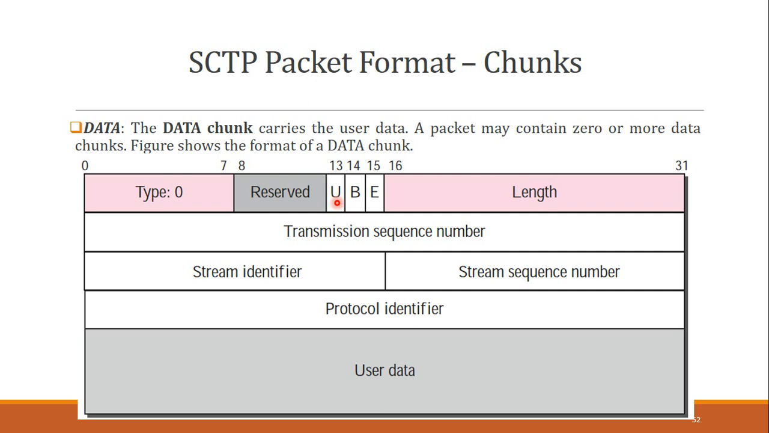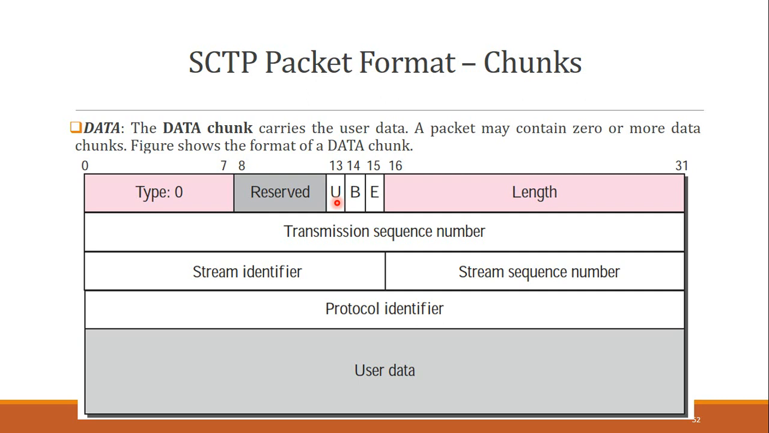When B equals 1 and E equals 1, there is no fragmentation. The first and the last bits are set, so the whole message is carried in one chunk. When B equals 1 and E equals 0, it is the first fragment. When B equals 0 and E equals 1, it is the last fragment. When B equals 0 and E equals 0, it is a middle fragment, that is neither the first nor the last. Note that the value of the length field does not include padding. This value cannot be less than 17 because the data chunk must always carry at least 1 byte of data.